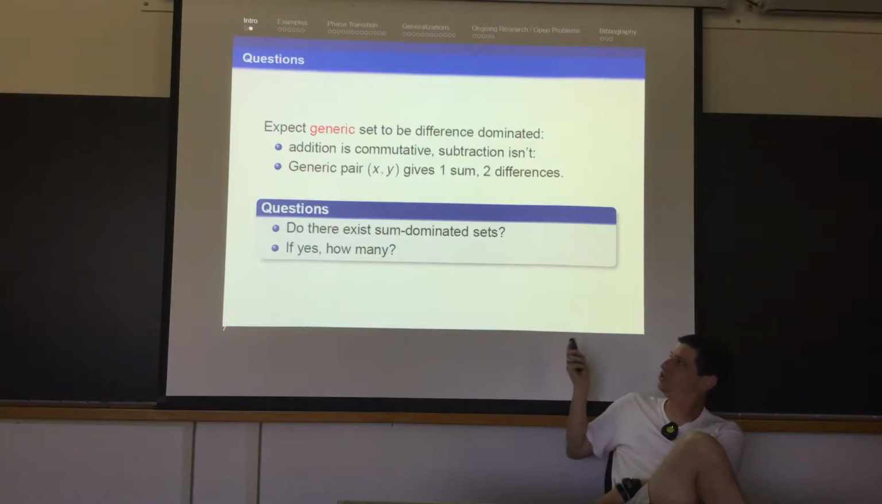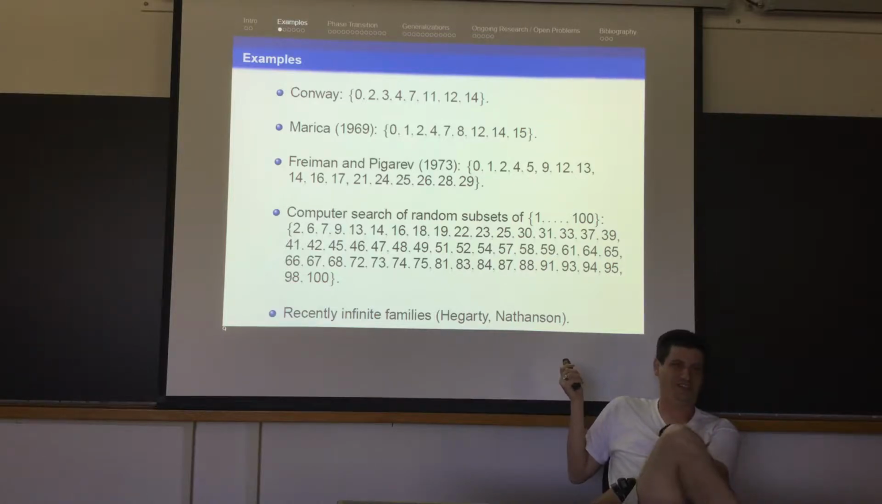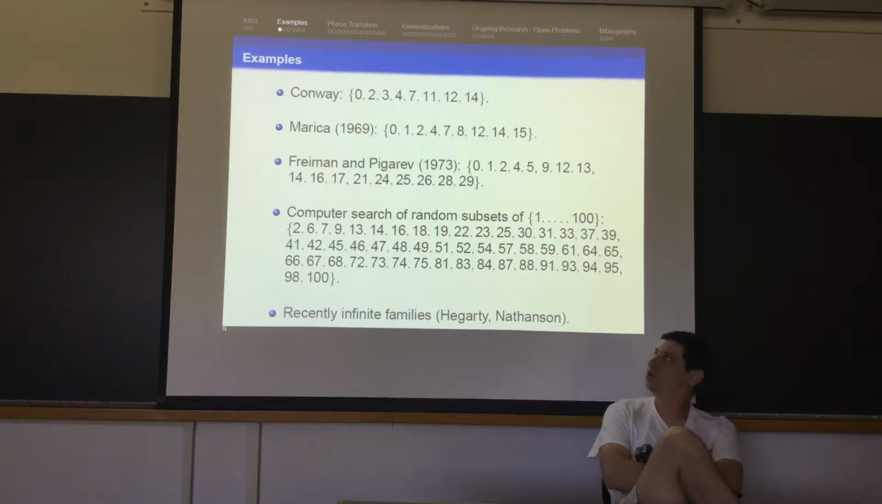So the natural questions: do there exist some dominated sets? And if yes, how many? Well, if you write one down, it's very easy to show that they exist. And so the question is, is it surprising to find something like this? Well, we have 0 to 14.